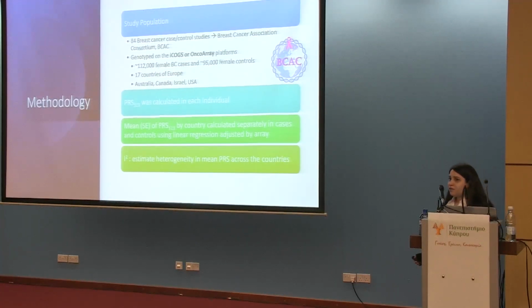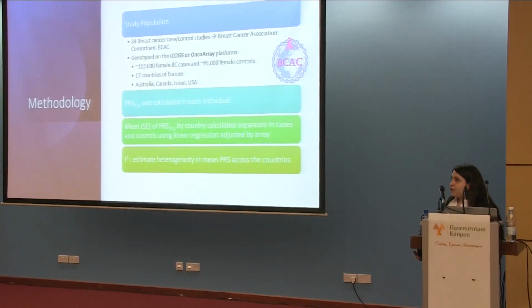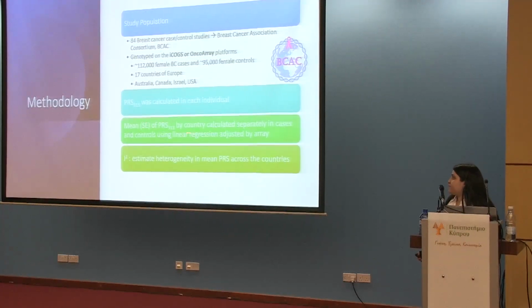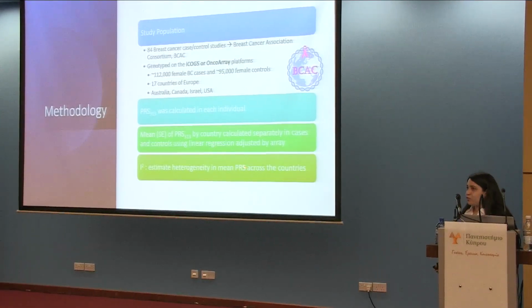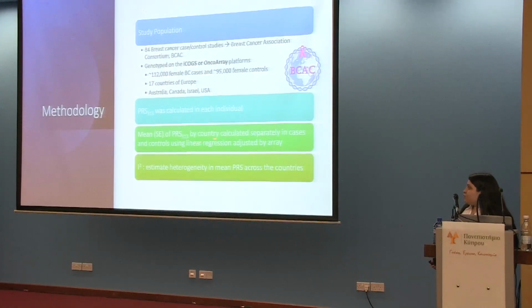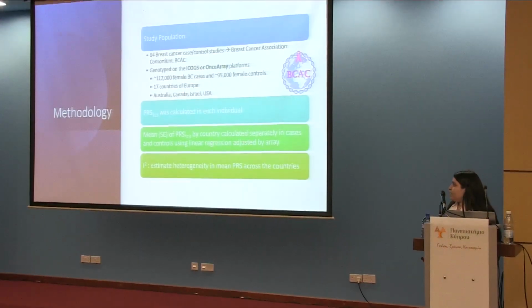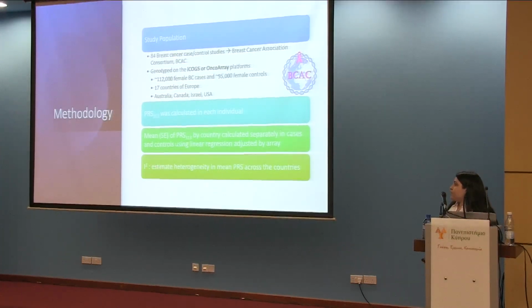So what we have done first was to calculate the PRS 313 in each individual. Then we calculated the mean PRS by country separately in cases and controls, and we used linear regression adjusted by array. And finally, we estimated the I squared to measure the heterogeneity in the mean PRS across the countries.